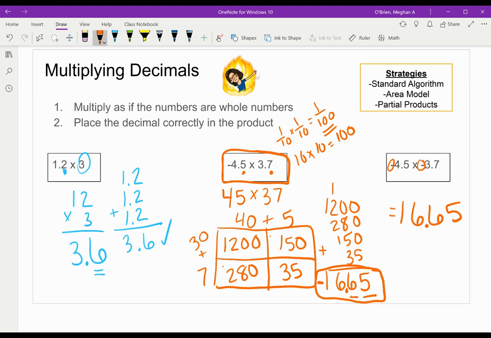So there's a lot of things to remember. So just do the calculations like normal and then go back and just think about the rules with the negatives and positive signs.